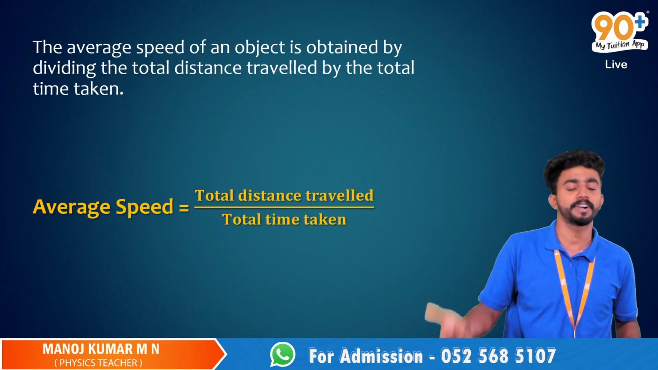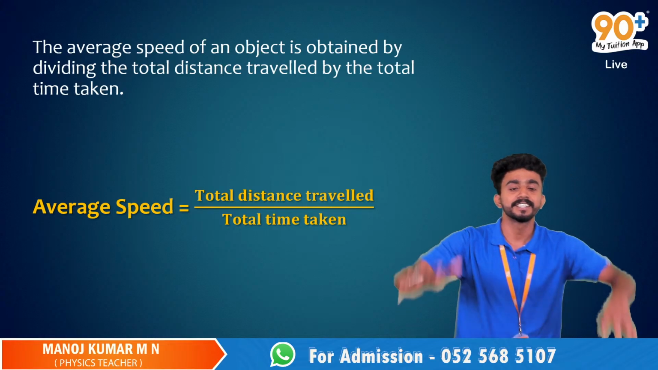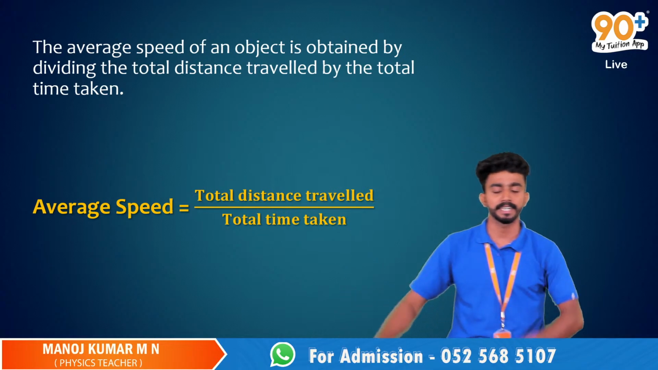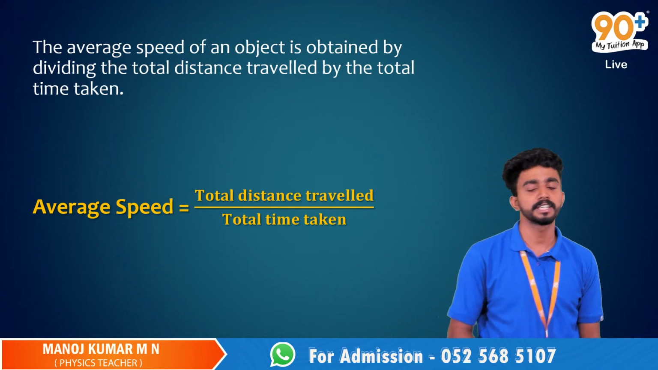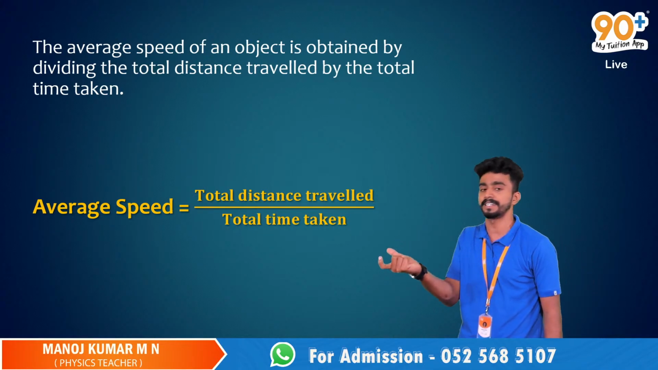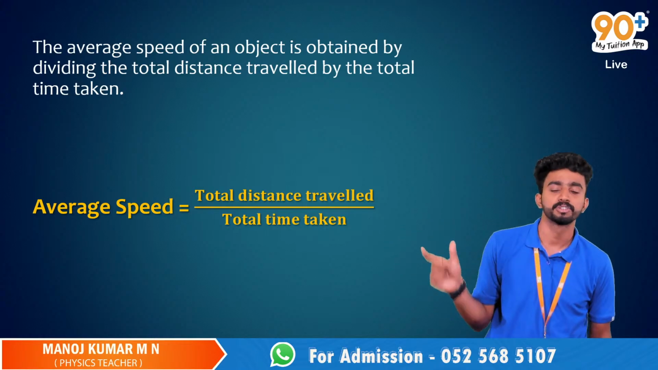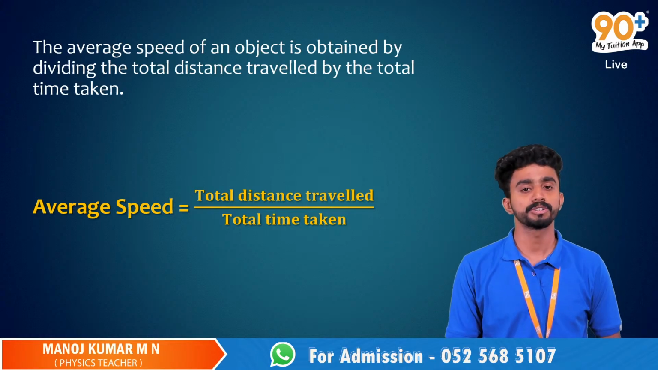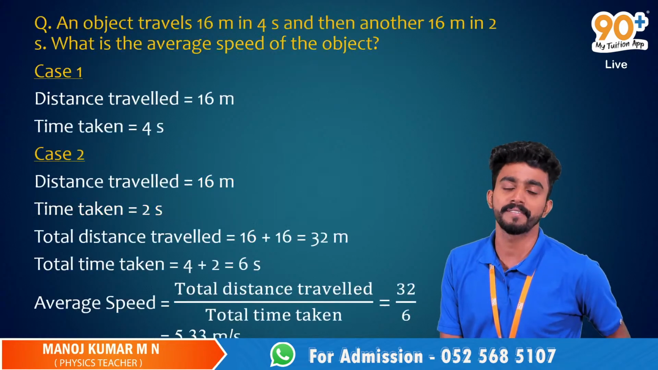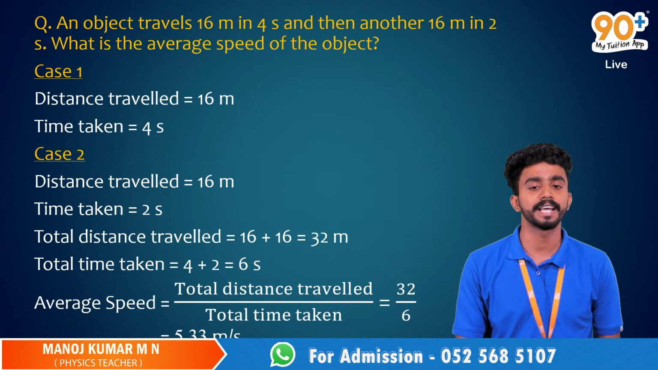So as to find average speed, we need to consider the total distance and the total time taken. With respect to speed, you have to consider only that particular distance and that particular time required. So all those things will be covered with respect to average speed.